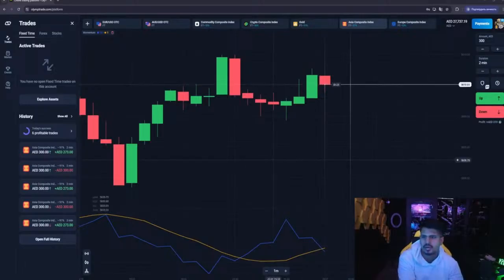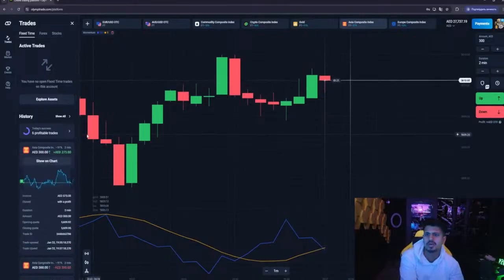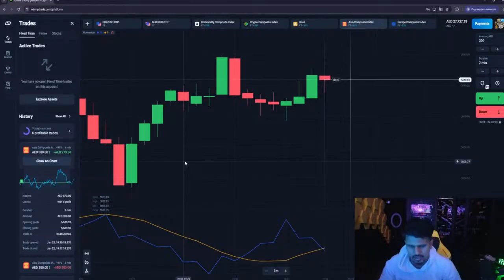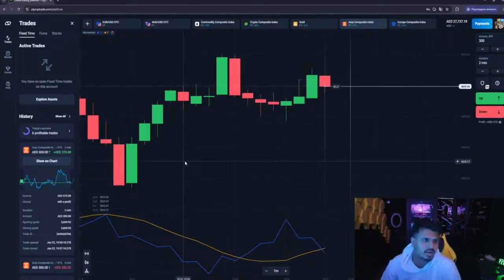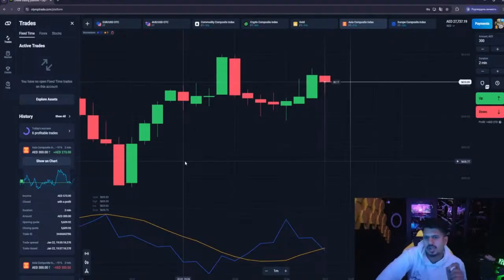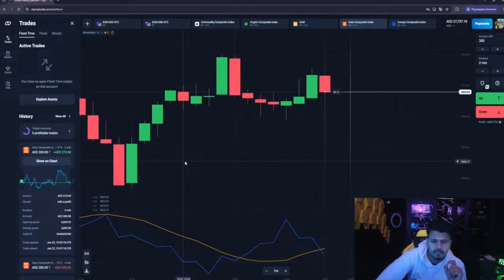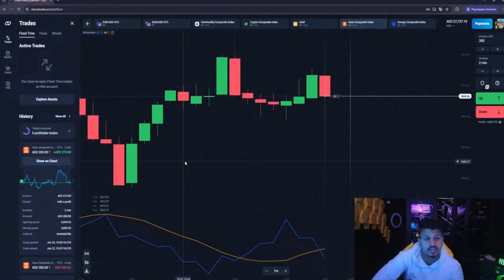So we have six profitable trades right now here. I want to make one more trade continuously in the profit direction, so I can make and send a video in the Telegram channel, guys. So I hope this will work this time.